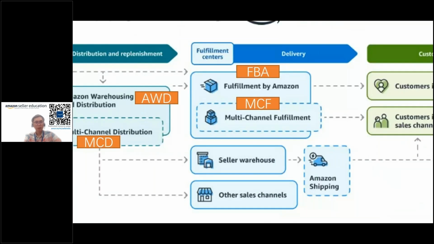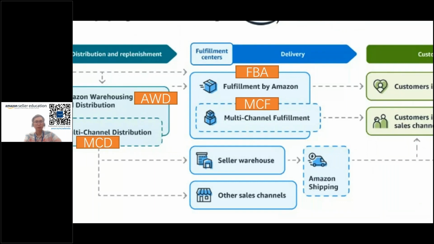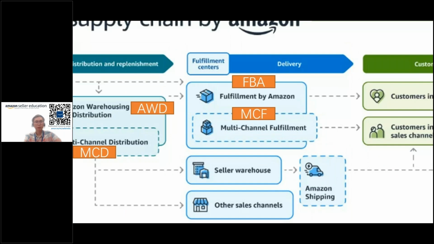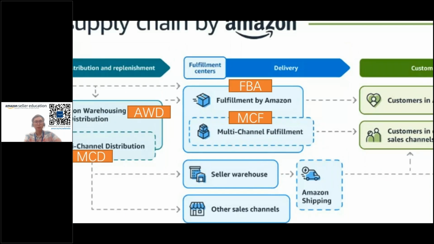Now for FBA, which is still one of the more common options for now. FBA will be over here. Once your product ships into either the AWD or the FBA fulfillment center, that's it. If anybody buys your product or listing, it will be picked, packed, and shipped by Amazon, so you don't have to process any order on your end.